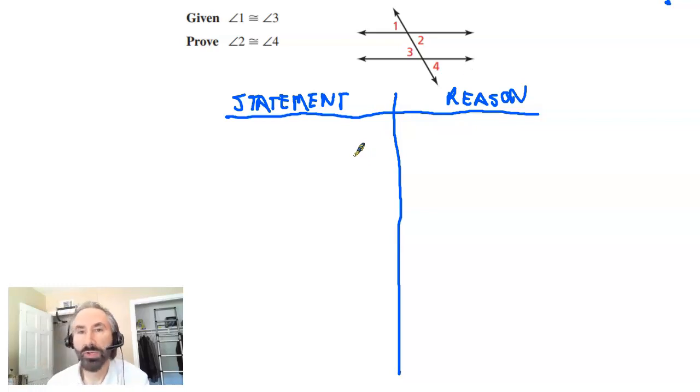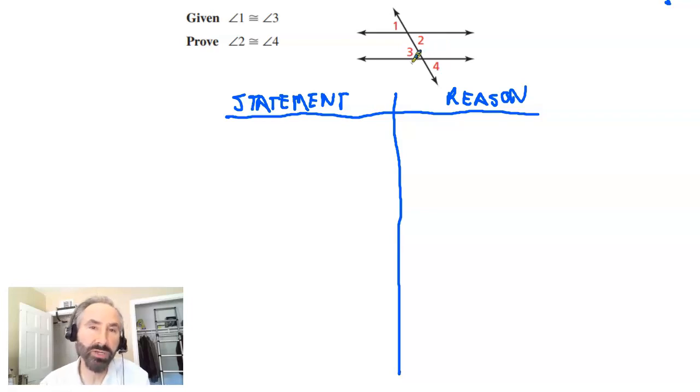Hey folks, we're going to try to get a few more proofs in so that you have some practice before the test coming up this week. This one I thought would be kind of straightforward, so I'm hopeful that you might be able to get it on your own. Take a look at what's given, take a look at what you have to prove, and I'd like you to think about the steps that you would do to prove this.